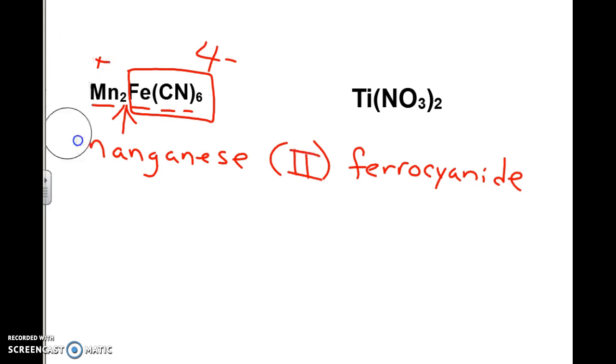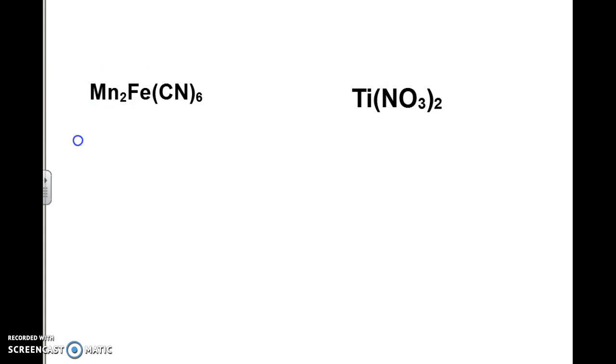Push pause and try the next problem. All right, going to this next problem. Titanium is element 22. Titanium has 3 possible charges. That means a Roman numeral. I see in this problem we have 1 element, 2 elements, 3 elements. That means we have a polyatomic ion on our hands.